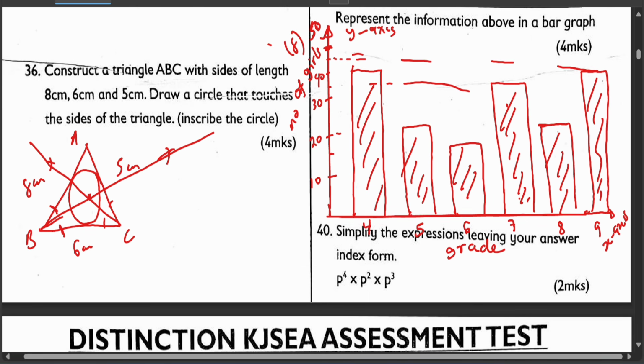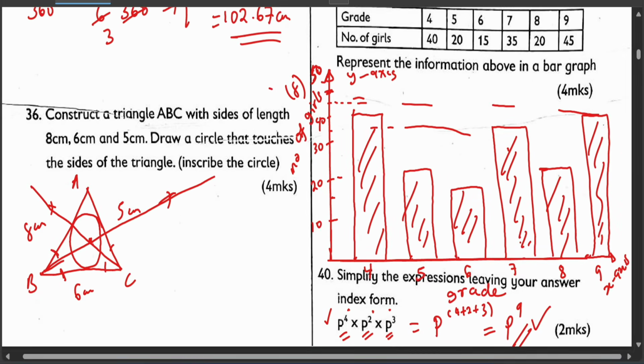So for the last question, you have been told to simplify the expressions leaving your answer in index form. So if you're multiplying, this is in indices. If you're multiplying and the bases are the same, in case you don't know, you usually add the powers. So 4 plus 2 plus 3, which is 9. So your answer is p power 9. That's all that is here.